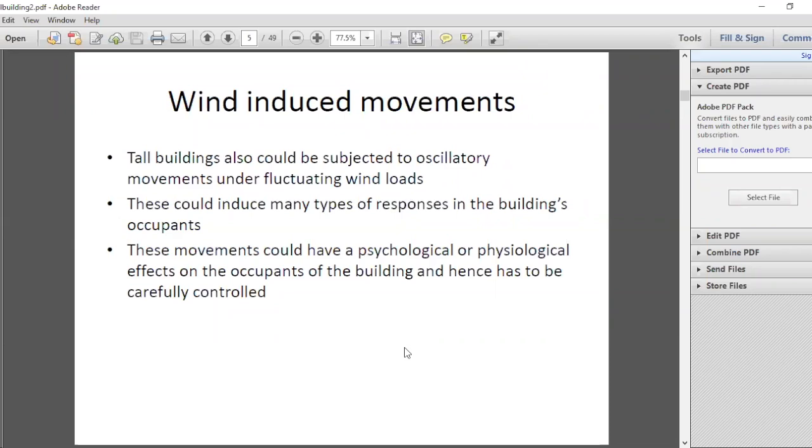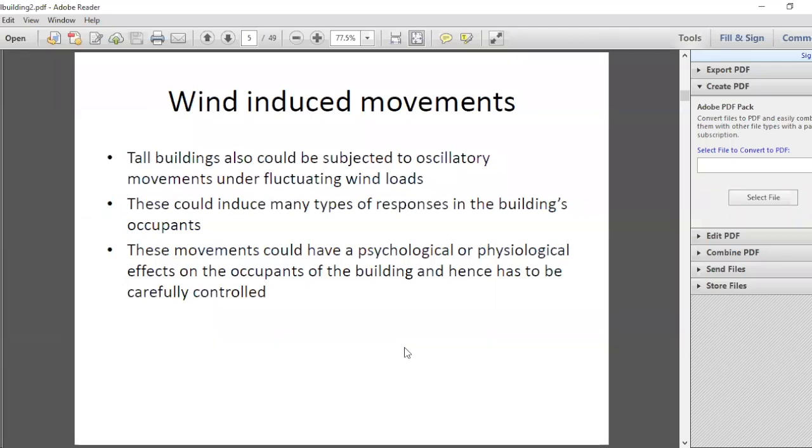So because the building is moving in an elliptical path, you will find that the occupants might feel this movement. And if the movement is excessive, you might find that it's difficult to do work at a desk, seated on a chair, because the building movement can be felt by the people.